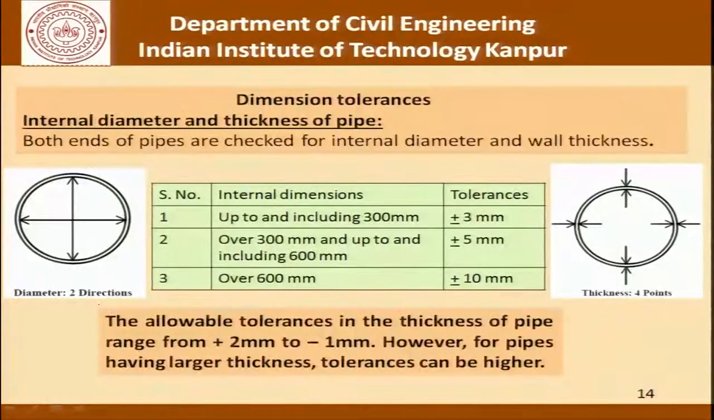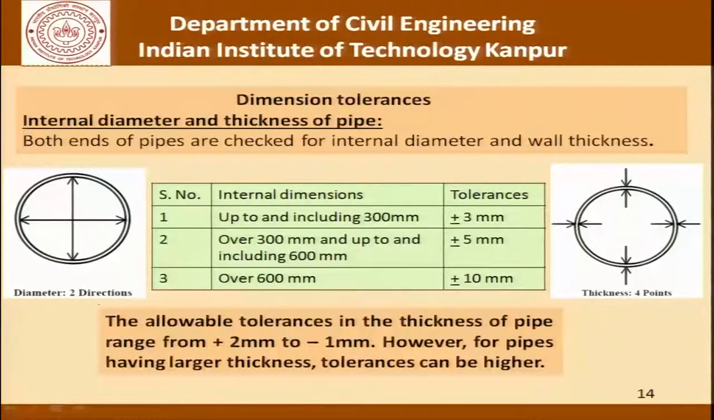Now let's take a look at some pictures for dimension tolerances. Internal diameter and thickness of pipe, as far as both ends of pipes are checked for internal diameter and wall thickness. It's important that the pipes meet the requirements for internal diameter and wall thickness for the simple reason that only then we can ensure that the pipes will be able to fit in each other the way we had shown it. As far as the actual tolerances are concerned, it's given in this table here. For up to and including 300 mm of internal dimensions, the tolerance from 300 mm to 600 mm, the dimension tolerances could be 5 mm, and if it's over 600, the dimensional tolerance could be 10 mm.